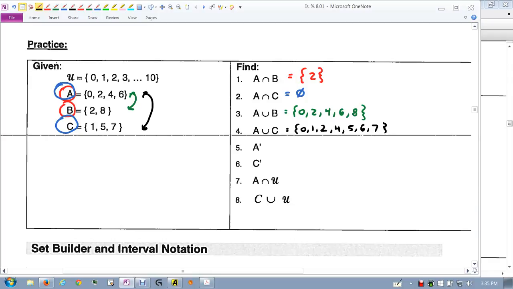What's A complement? So when we look at A complement, we're comparing A to what? The universal set up here. So what is in the universal set that's not here? 1, 3, 5, 7, 8, 9, and 10. What's C complement? So I'm looking for the things that are in the universal set that are not in C. 0, 2, 3, 4, 6, 8, 9, and 10.